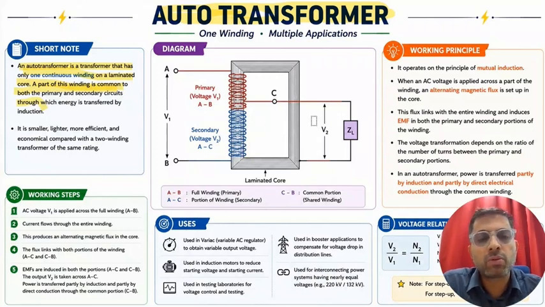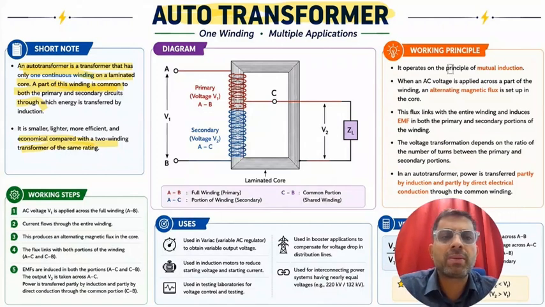The working principle is nearly the same, but the construction is a little different. It is smaller, lighter and more efficient and economical compared with the two winding transformer of the same rating. So this is the difference between the normal transformer that we have seen and this auto transformer. So what is the working principle?